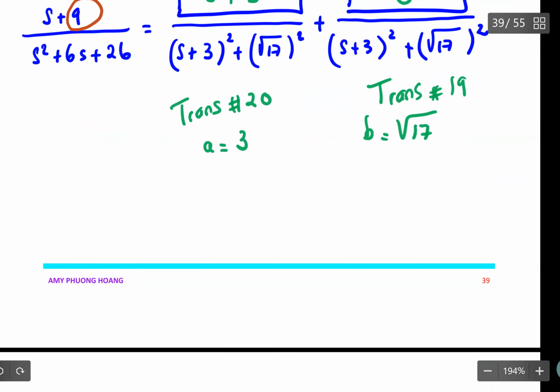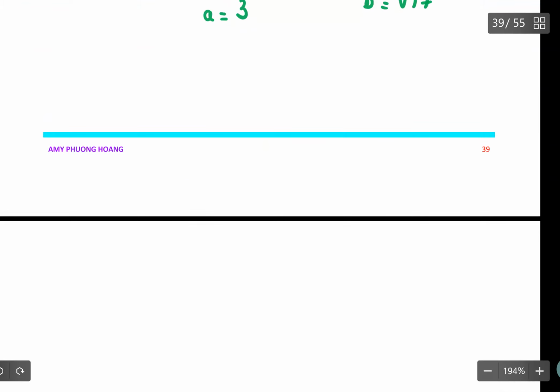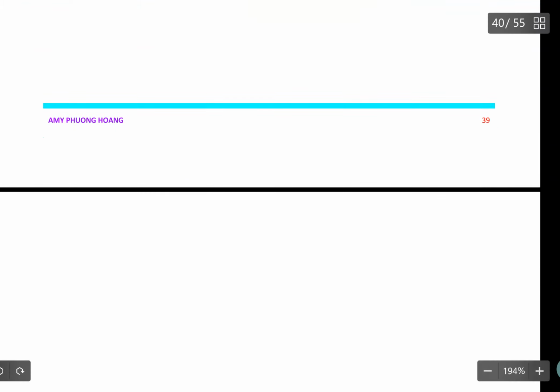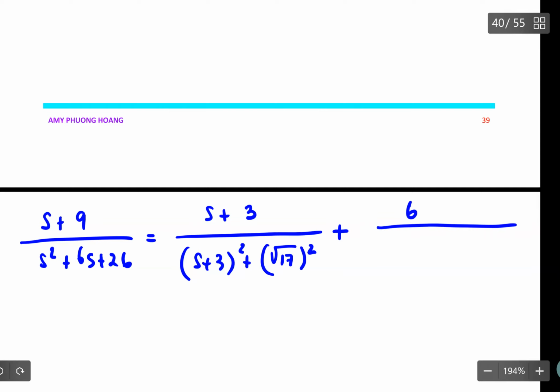Okay, so let's move on to the next page. And I would like to rewrite what we just have. Okay, so s plus 9 divided by s squared plus 6s plus 26 equal to s plus 3 divided by s plus 3 all of its square plus square root of 17 square, add 6 divided by s plus 3 all of its square plus square root 17 square.